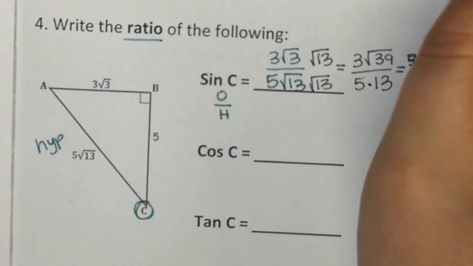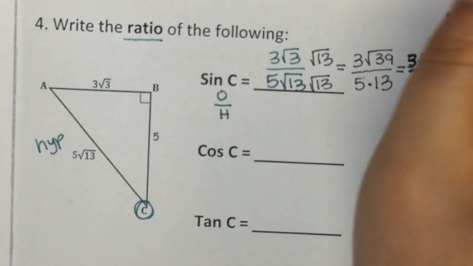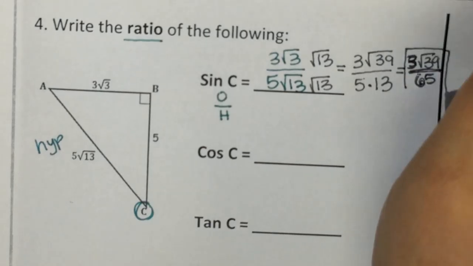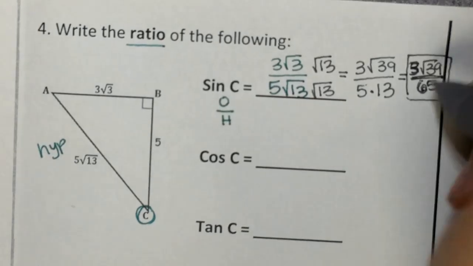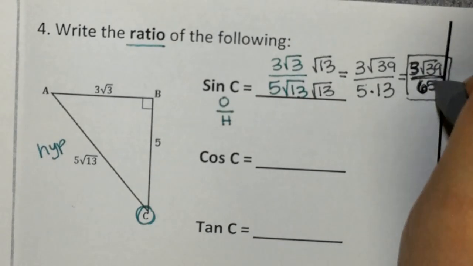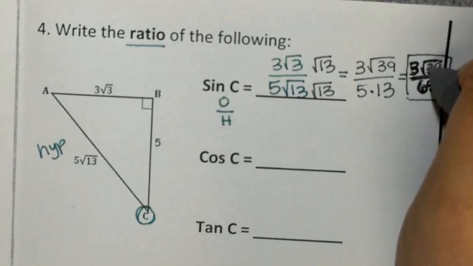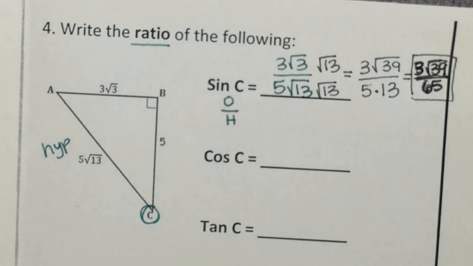65. I just wrote 5. That's a 3. And do 3 and 65 reduce? If you're not sure, what do you now have at your disposal? Couldn't you check in Desmos if you're unsure? Yeah. But it doesn't. So my final answer is 3 root 39 over 65. Was that a little bit more complex? Yeah. But did we do the exact same thing we've been doing? Yeah.